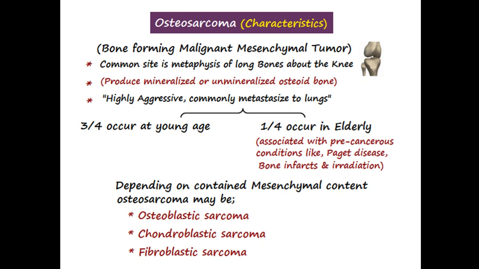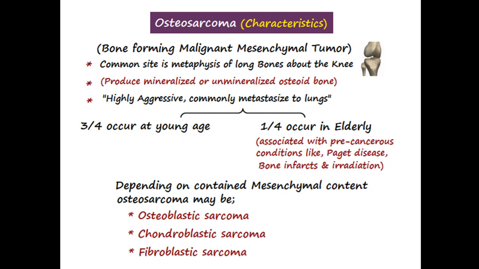So, the osteosarcoma is the bone-forming malignant mesenchymal tumor. Some bone tumors form cartilage and some bone tumors form the bone. So it is a bone-forming tumor which is a mesenchymal malignant tumor. And the common site is the long bones, particularly around the knee, like the lower end of the femur and the upper end of the tibia at the level of the metaphysis.